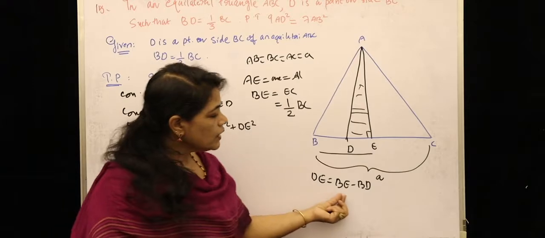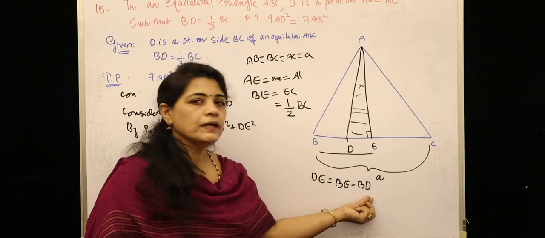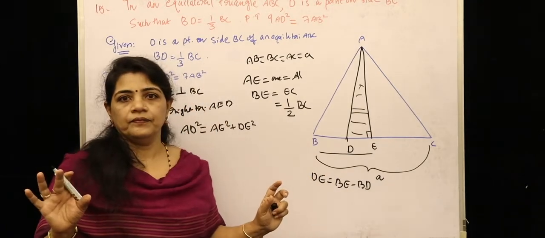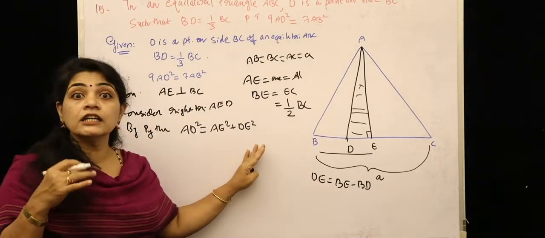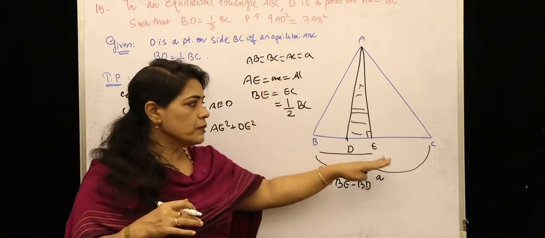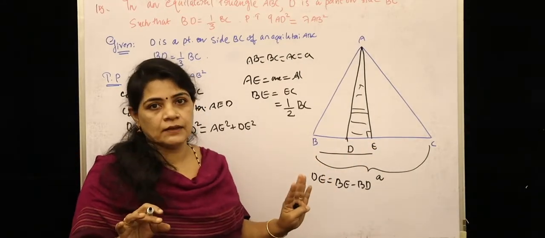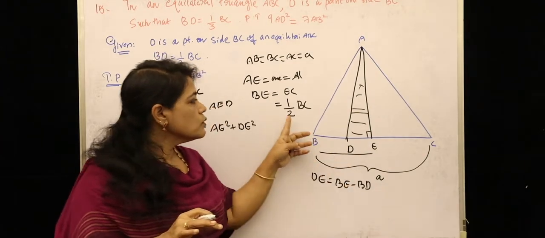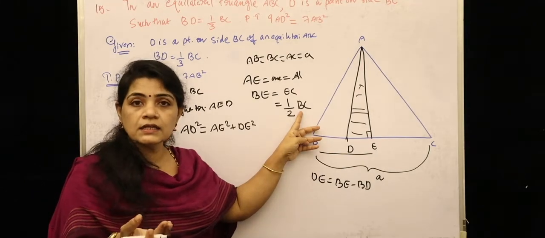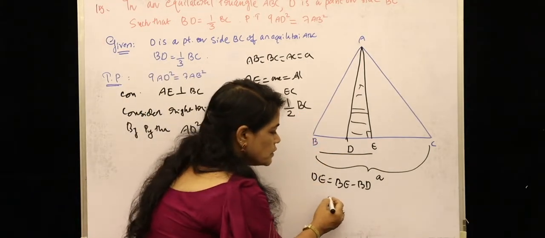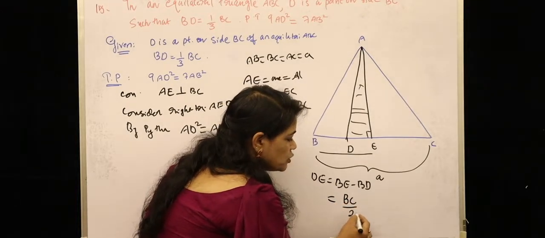So here we can write BE minus BD as DE. What is our aim, children? We should get this RHS part in terms of side AB or BC or AC, that doesn't matter. Here we will get an answer in terms of BC. I am going to substitute BE, which we already got in terms of BC, that is half of BC, so BE as half of BC, that is BC by 2.